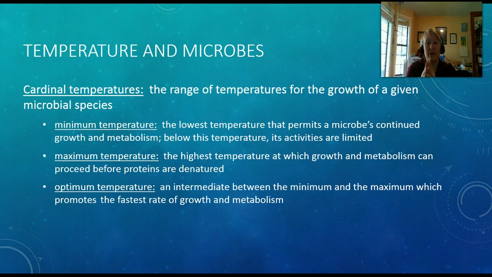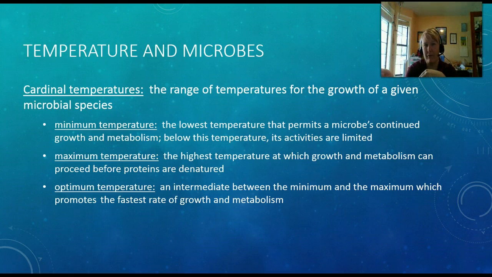So temperature and microbes. Here are a few terms you need to get straight right away. Cardinal temperatures. Every microbe, and each of them has slightly different ones, has a range of temperatures for growth. There's a minimum temperature, the absolute place where they will be growing, where they'll have their metabolic processes and everything. Below that, they're going to stop functioning. Kind of like what happens if you get too cold and you go out in the snow. There's also a maximum temperature.